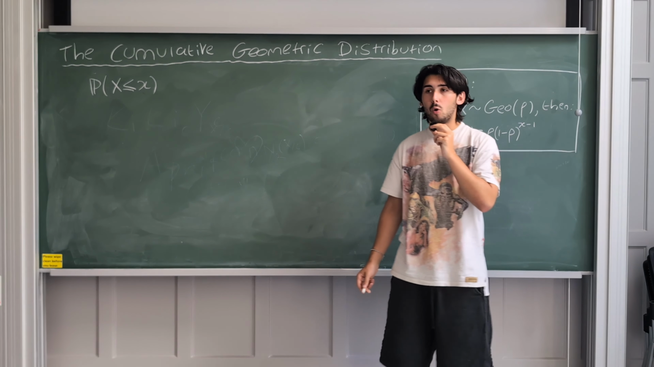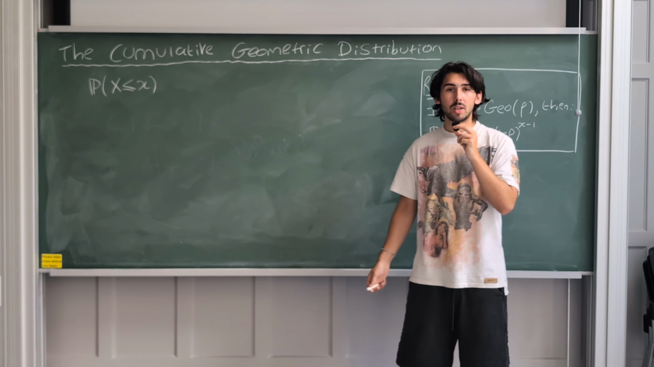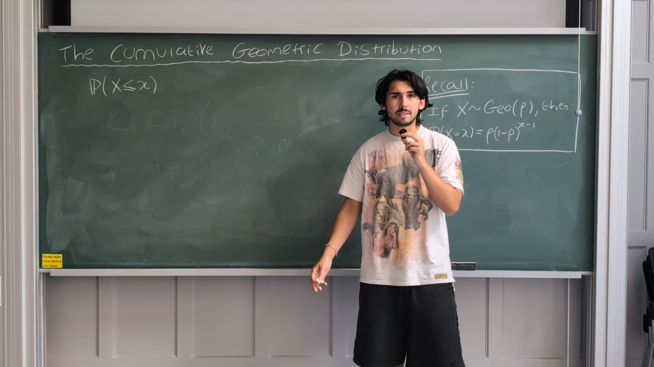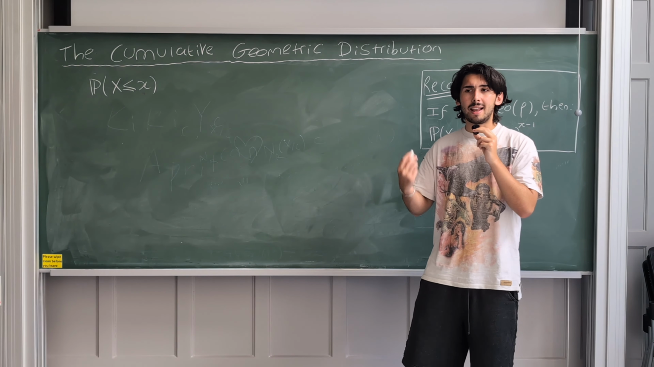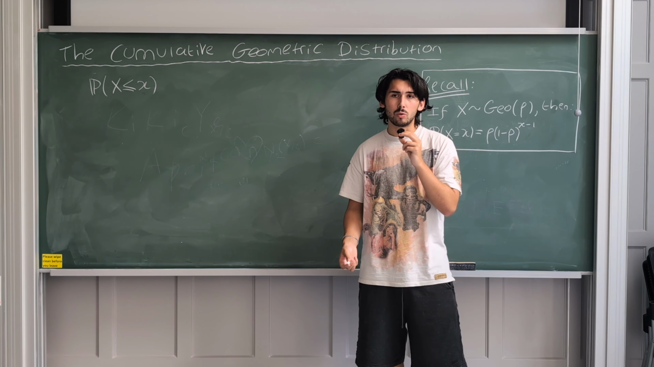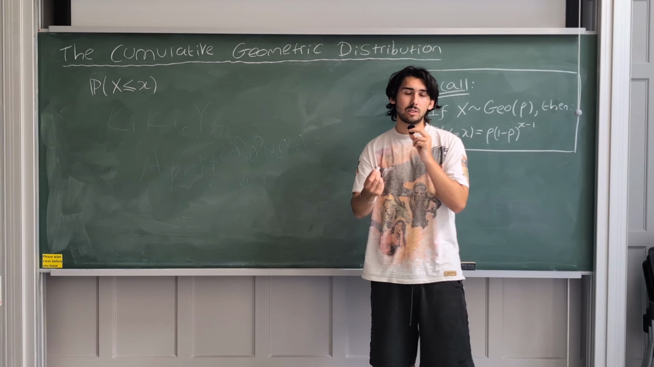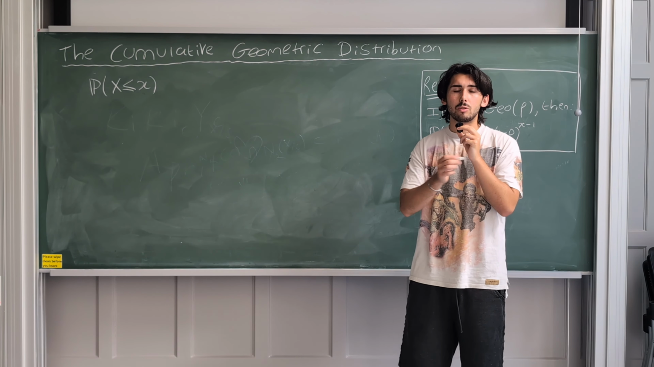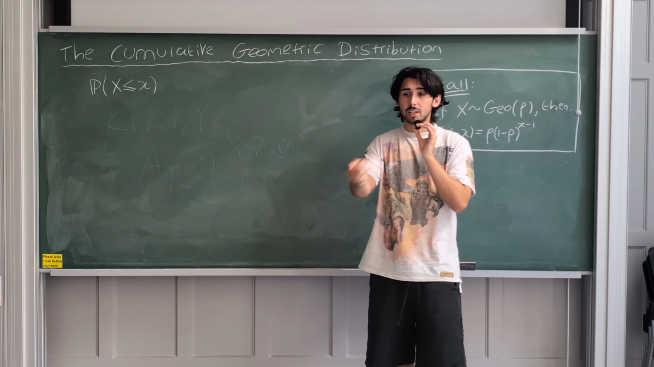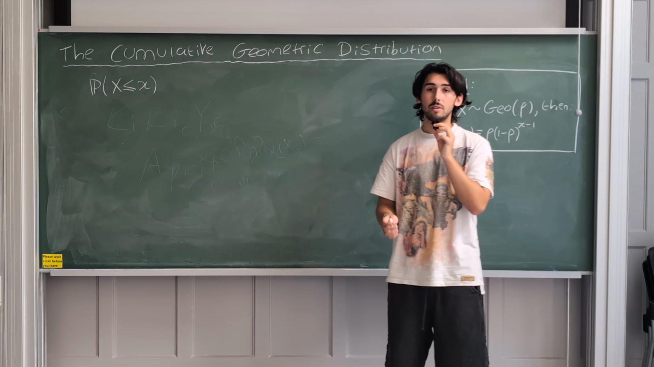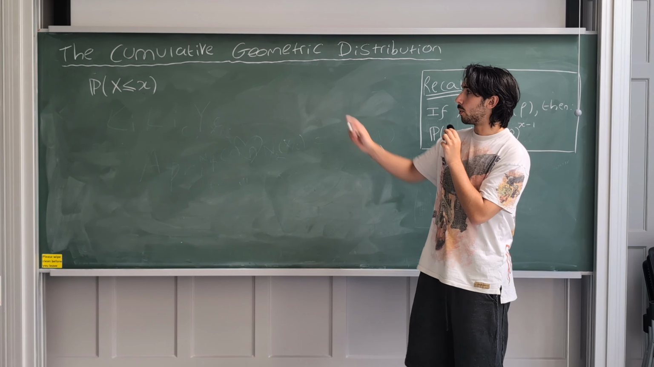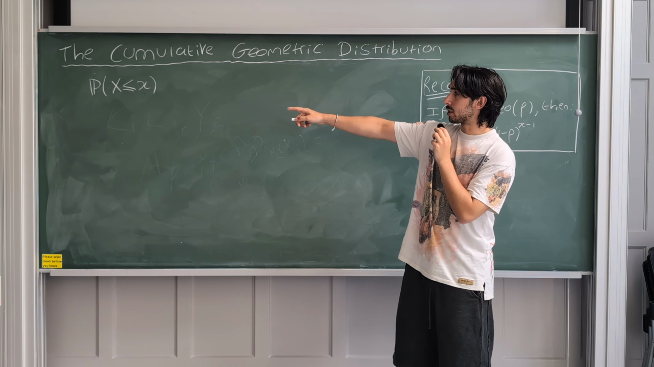or maybe I'm tossing a coin and I'd like to know what's the probability that it's going to take me less than 5 tosses to land on heads for the first time. Or, you know, you can think of loads of examples. We're actually going to do a couple of examples in this video, so stay tuned for that. But we want to come up with an expression for this.